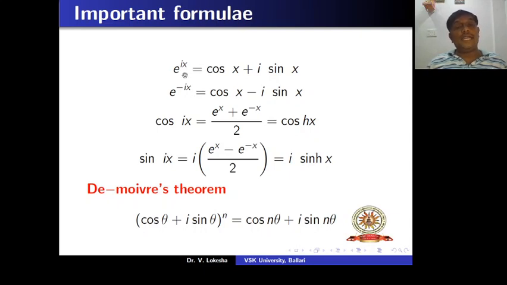Here we will recall e power ix is cos x plus i sin x, e power minus ix is cos x minus i sin x. And here cos ix can be represented in the exponential function, that is (e power x plus e power minus x) by 2. This is the hyperbolic function, that is cosh x. Sin ix can be represented as i into (e power x minus e power minus x) by 2, that is i sinh x, the hyperbolic function.